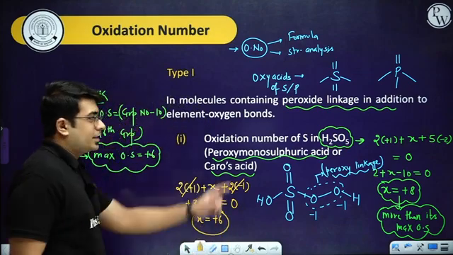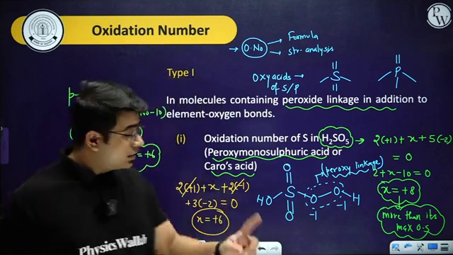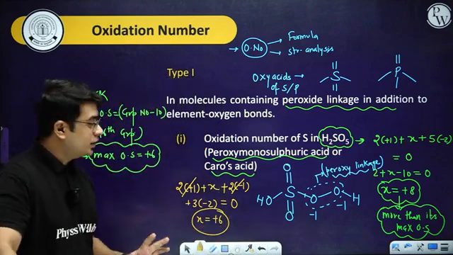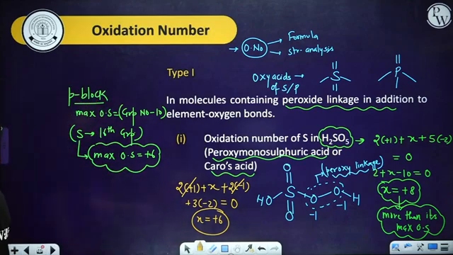So when peroxy linkage is present, it will never exceed its maximum oxidation state. It will remain as +6 only. That's how you can deal with the calculation. I hope this entire part is clear. Just have a look at it.